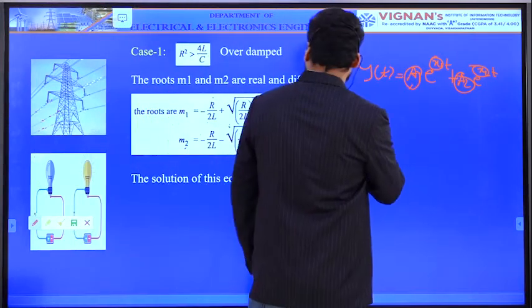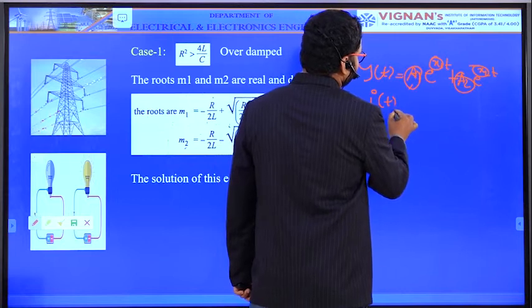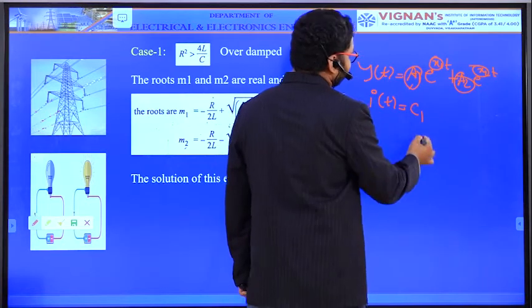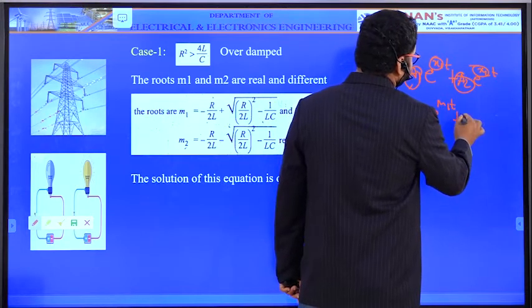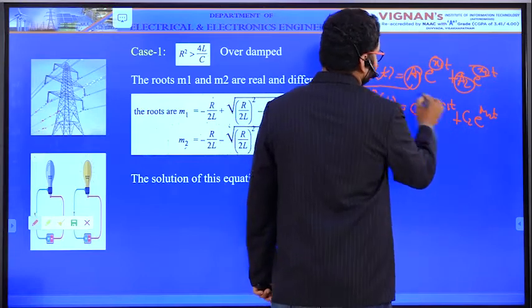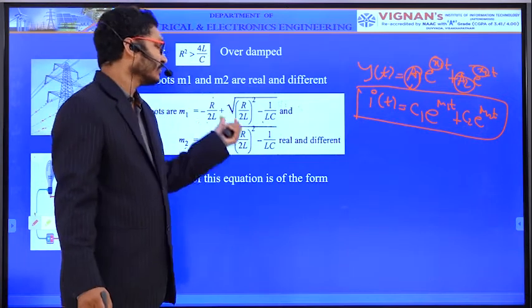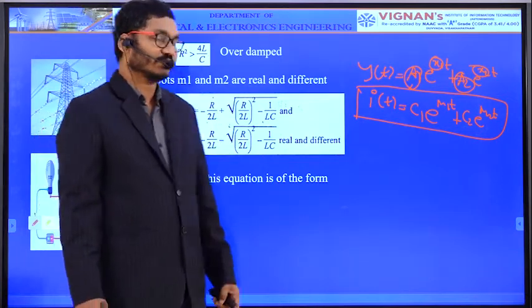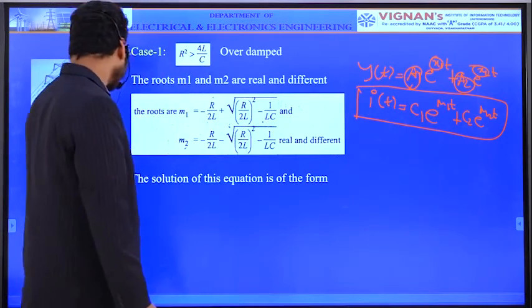It means in this case the current solution is i of t equals c1, the arbitrary constant, into e to the power of m1 t, plus c2 e to the power of m2 t. This is the equation. Here m1 and m2 are the roots; just substitute the RLC values and you will get the m1 and m2 values. How do we have to eliminate the arbitrary constants? That is the case.